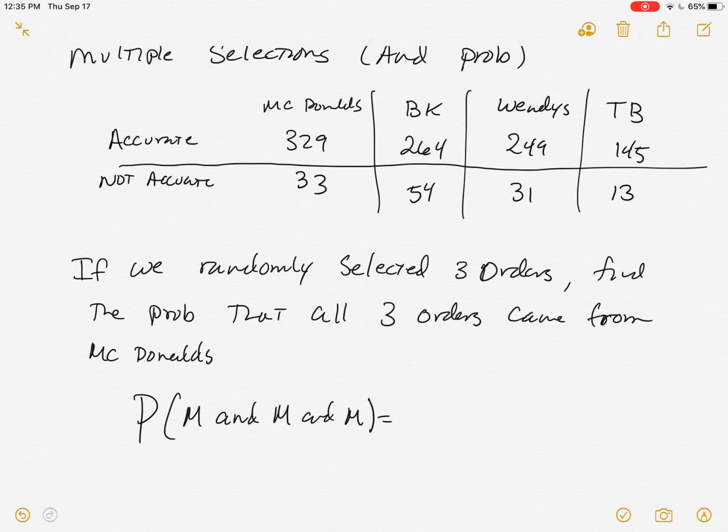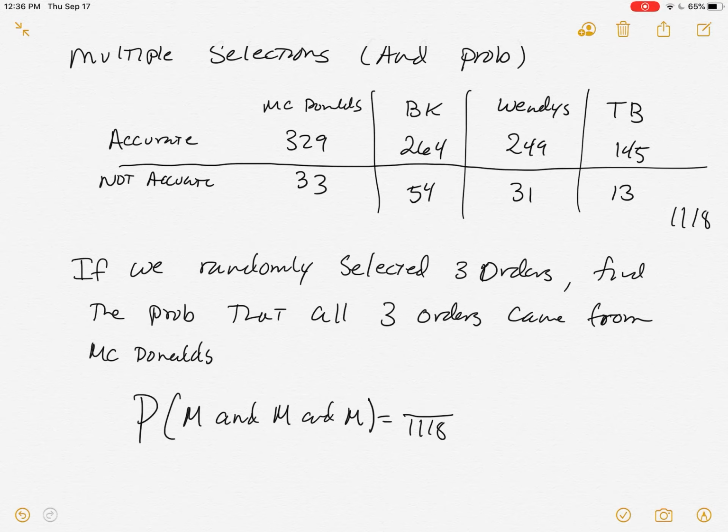And so let's talk about that. We're going to go into this group, and let's figure out how many orders are in this group. I don't think that they told us in the problem. So this is 329 plus 33 plus 264 plus 54 plus 249 plus 31 plus 145 plus 13. 1,118. So I'm having 1,118 orders. Let me just add it up really quickly again. Yeah, I got the same thing going backwards. So there's 1,118 orders.